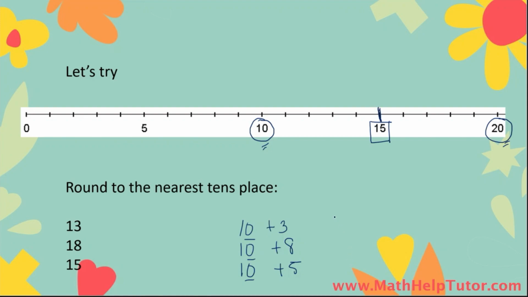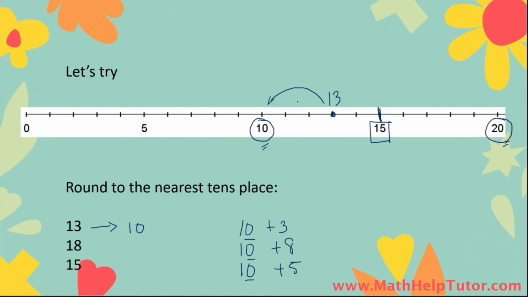So for the number 13, if this is number 10 and we have increments of 1, so this should be 11, 12, and this is 13. So here we can see that 13 is not on 15 or comes before 15 or is less than 15. So we can say that 13 is nearer to 10 than it is to 20. So the answer to rounding 13 to the nearest tens place is 10.